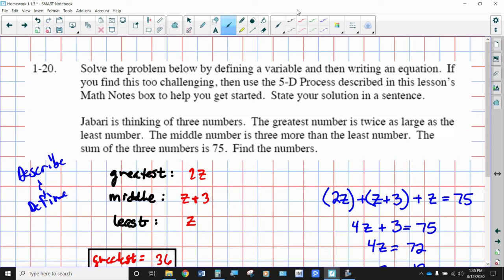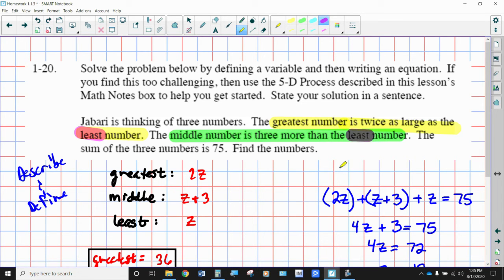Okay, so let's highlight. Jabari is thinking of 3 numbers. The greatest number is twice as large as the least number. And the middle number is 3 times more than the least number. So as I'm looking at these, what happens if I do this? Does it black it out? Okay, that's not too bad.